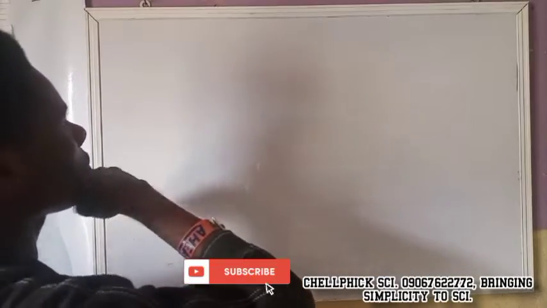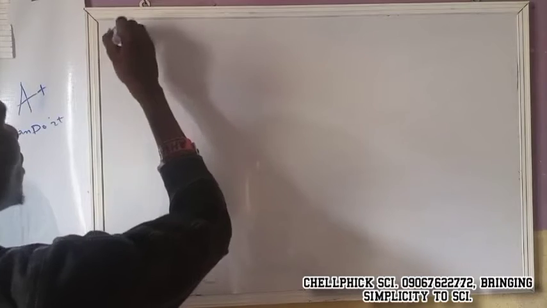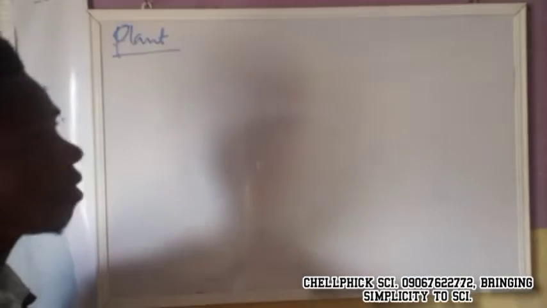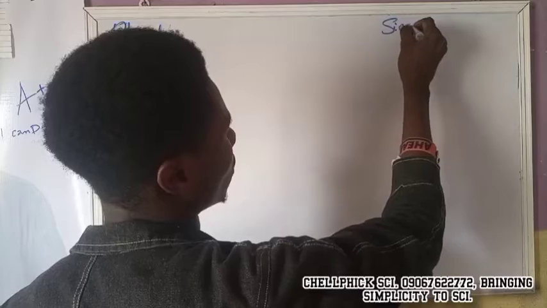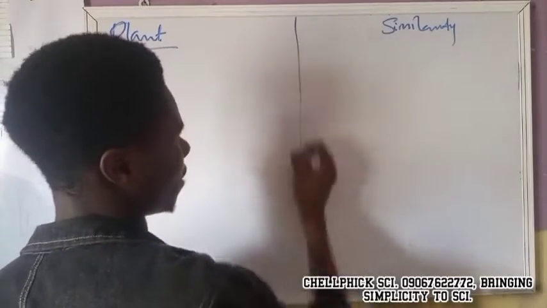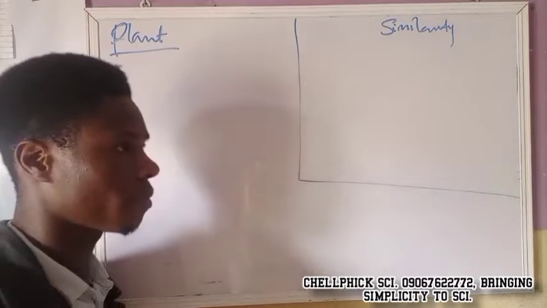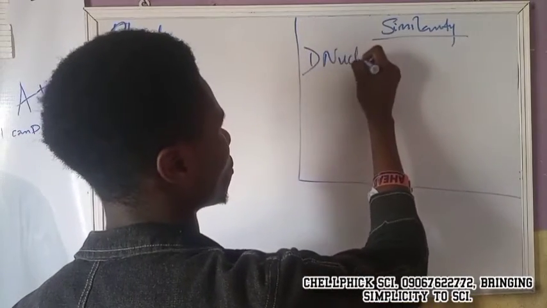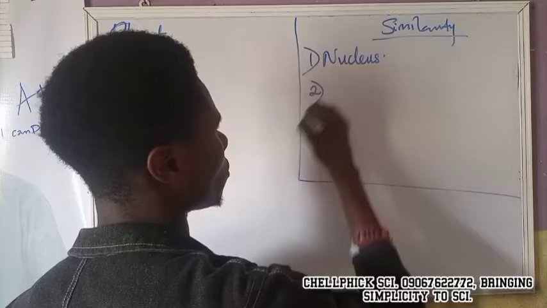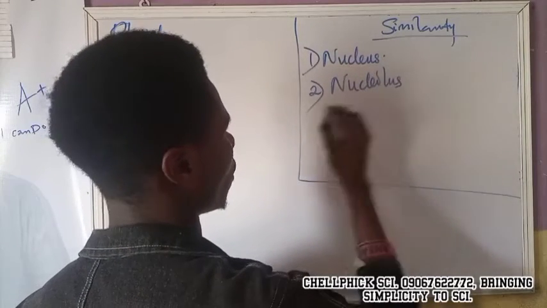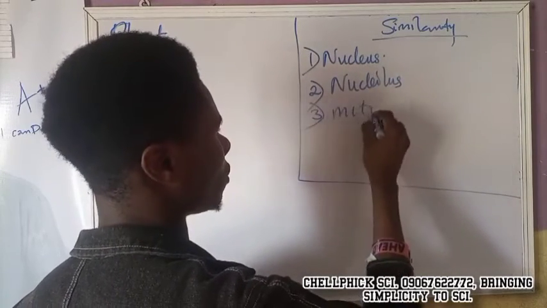Then we move on to the cell organelles that are found in plants. Now, there are some that are found in both plant and animal. We call these the similarities, that is, the cell organelles that are common to both of them. Number one, they both have nucleus. Number two, they both have nucleolus. Number three, they both have mitochondria.